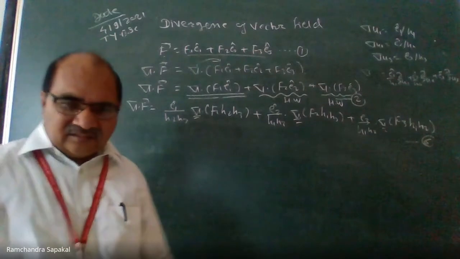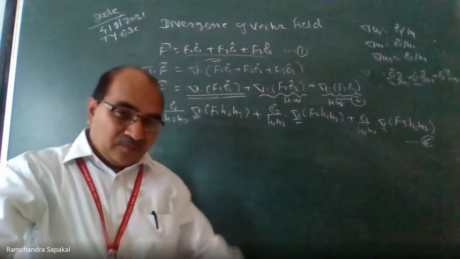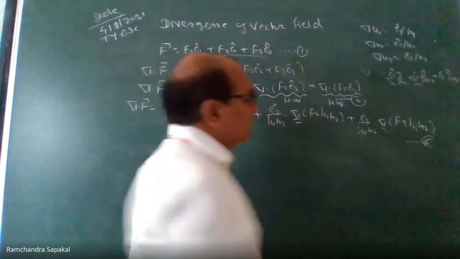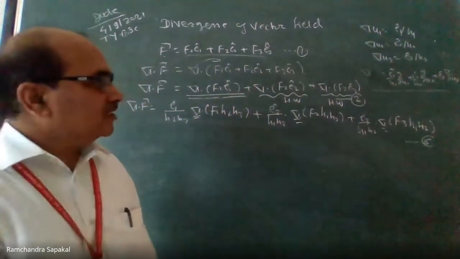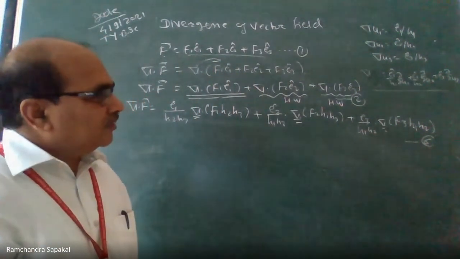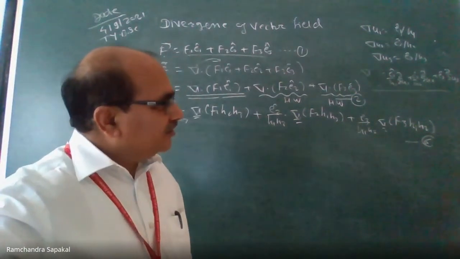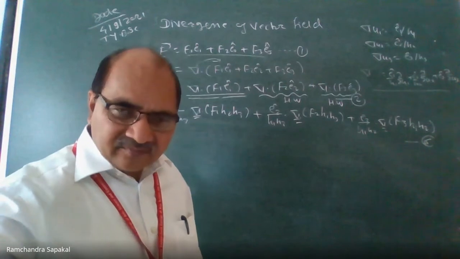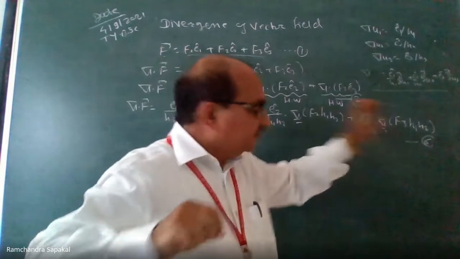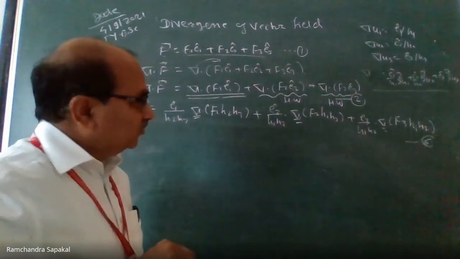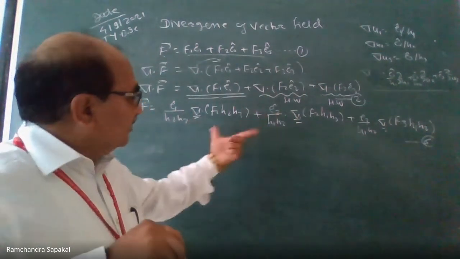Means the del operator in the curvilinear coordinate system from the last article is this one. So del is equal to E1 upon H1 del by del U1, plus E2 upon H2 del by del U2, plus E3 upon H3 del by del U3. Put this value of del here, 1, 2, and 3. Now we will write this term completely.